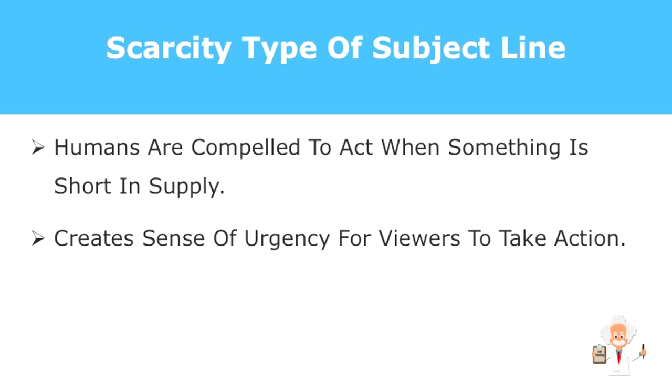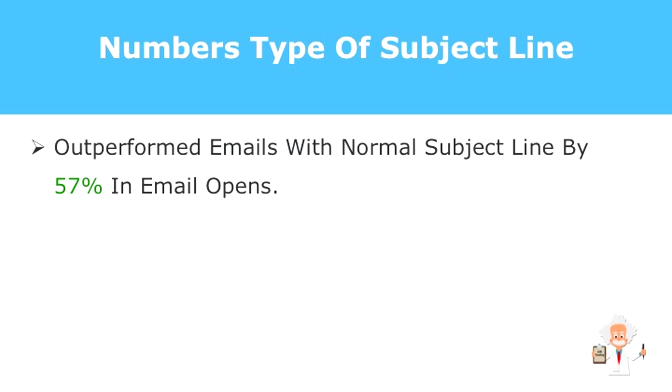However, it's worth mentioning that you must let your list know of your product's importance so that they're compelled to make a decision. If not, they'll simply ignore your email. This is my favorite type of email subject line, numbers.